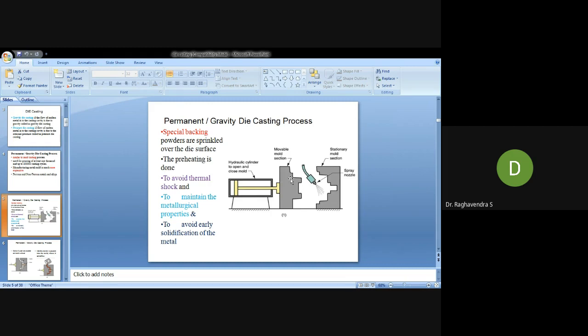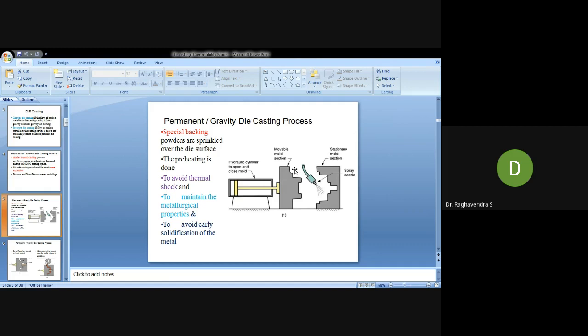See that this shaded portion is the mold. This is the shape you have, and this is the molten metal. When molten metal comes and occupies the space, this will go into press. Then whatever shape you want, it will take.